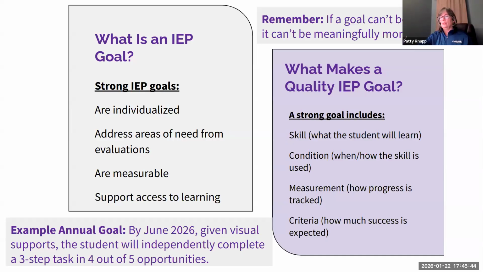So we have an example on the screen of a possible annual goal. It has "by June 2026." That tells us when we should see the completion of the progress on this goal. It's given visual support, so it gives us some conditions, and the student will independently complete the task in 4 out of 5 opportunities. So that tells us our measurement and our criteria.